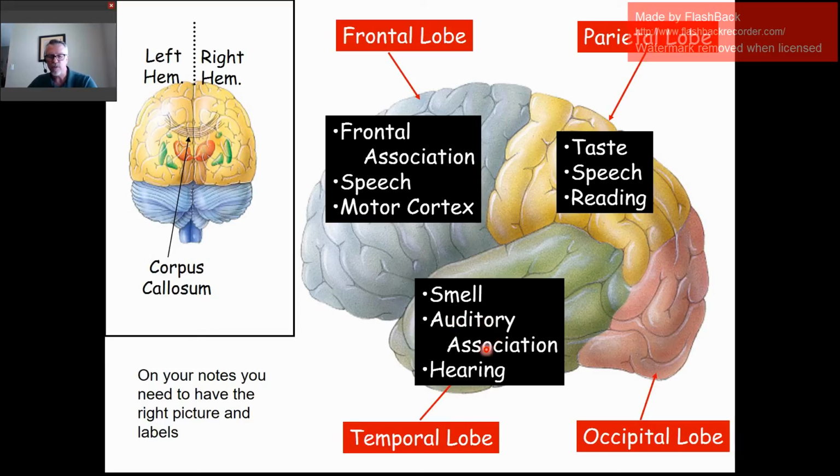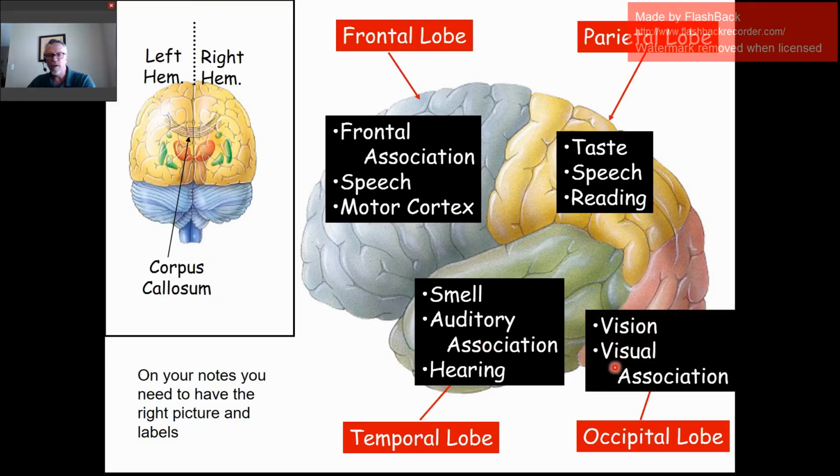That's auditory association. And then in the back here we have the occipital lobe. The occipital lobe is associated with vision. So decoding images that you get from your eyes and figuring out what they mean, and also visual association. So building your internal representation of the world based on what you see. So you want to have the terms in black and the terms in red on your notes.